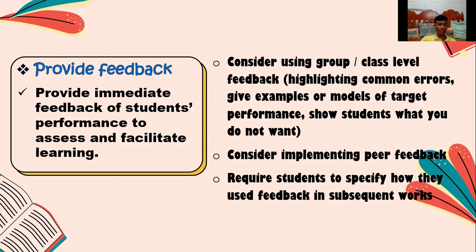First, consider using group or class level feedback, highlighting common errors, giving examples or models of target performance, and showing students what you do not want. Consider implementing peer feedback and require students to specify how they use feedback in subsequent work. So this stage helps reinforcement of a correct answer, gives guidance as to the degree of correctness of the task, and/or provides corrective feedback if the response or behavior is incorrect.